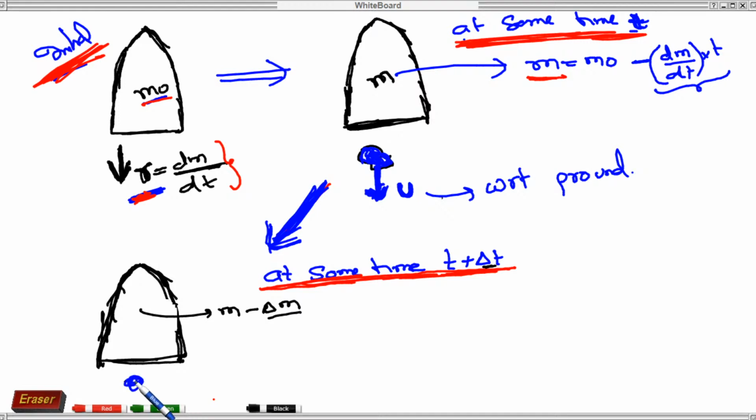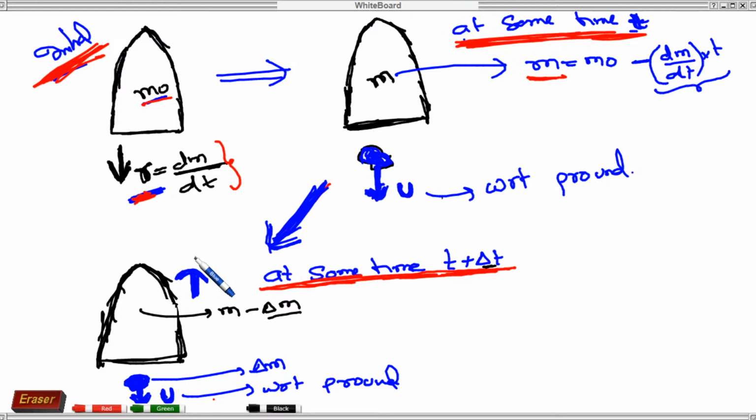Suppose this delta m came out. This is delta m that came out and it goes here downward with velocity u. That is also with respect to ground. Okay, and this rocket, suppose at t plus delta t time, the rocket velocity is in upward direction. Suppose it is velocity v.